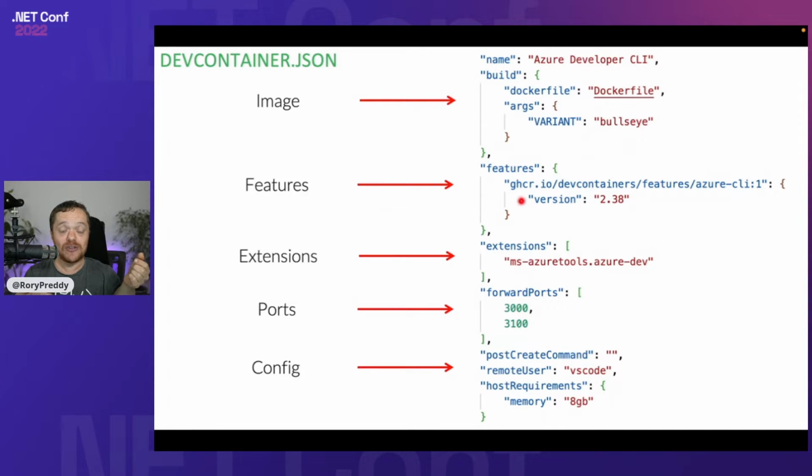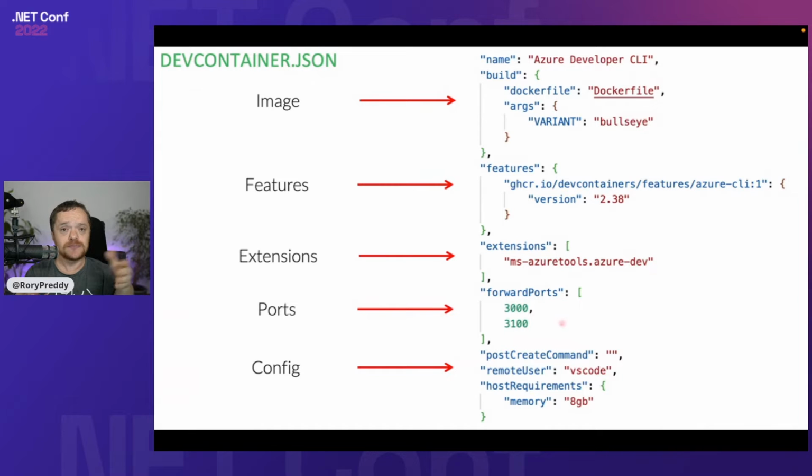Then you've got the features. In this feature, I've just got one feature. That's the Azure CLI. I've got the version there. And then it's going to install the Azure CLI. I might have the .NET CLI or any other CLI there. Then I've got extensions. Now, extensions are Visual Studio Code extensions. So over here, I want to connect to Azure. So I've got the Azure Dev extension, and it's going to install it into my Visual Studio Code instance.